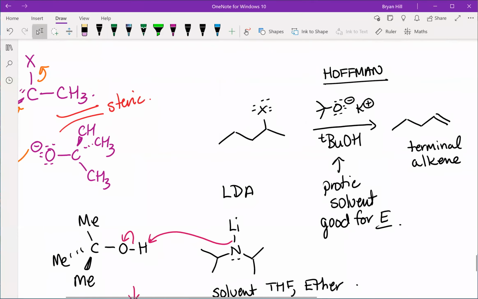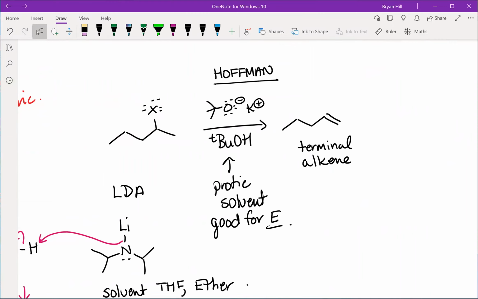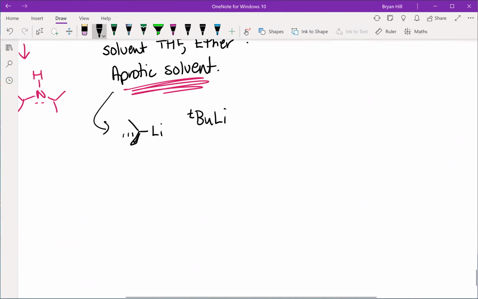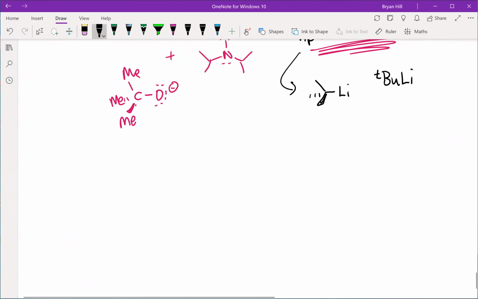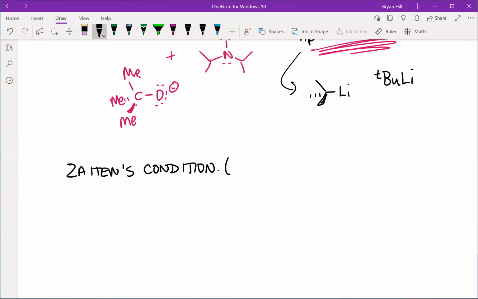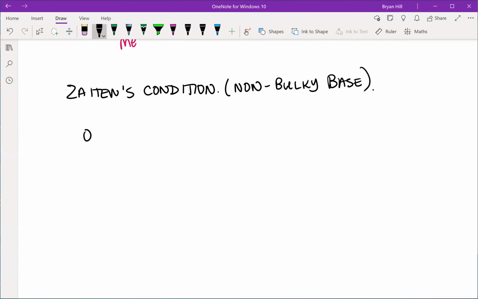Okay, so with Hofmann conditions, what you want to use is basically a big bulky base. So you want to use a bulky base, and you can form the terminal alkene. With Zaitsev's conditions, you want a non-bulky base. And the easiest ones to use are things like methoxide, ethoxide, or even hydroxide, I suppose.